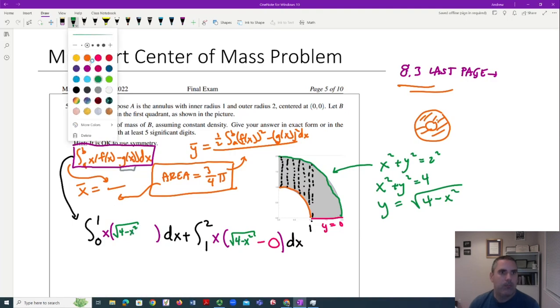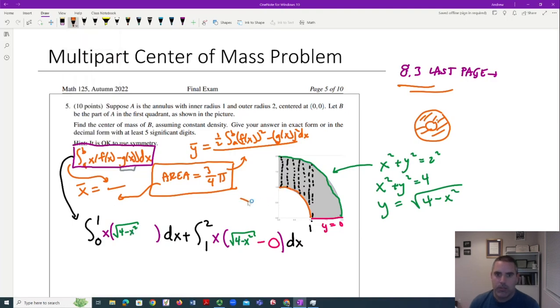And now for the bottom. Over here, the bottom is a circle of radius 1. x squared plus y squared is 1. So you get y is the square root of 1 minus x squared. That's the bottom over here.